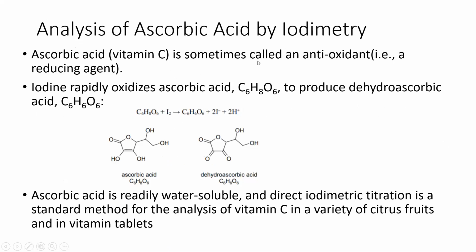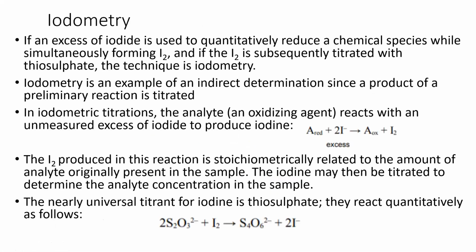An example of iodimetry is the titration of ascorbic acid. You know that as vitamin C or ascorbic acid, it is an antioxidant, which is a reducing agent. So iodine will oxidize it to produce dihydroascorbic acid, which is readily soluble in water. And we can use this titration to determine the concentration of vitamin C in fruits or drugs.